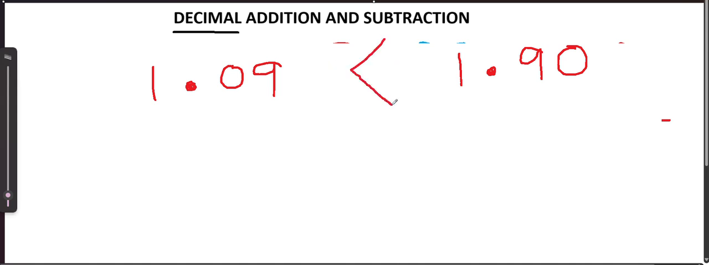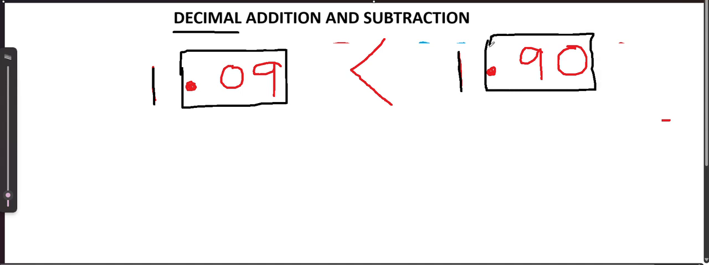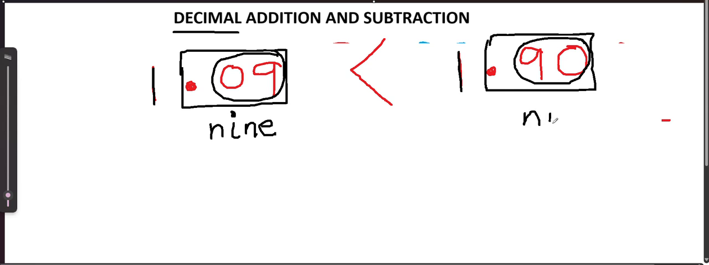Well, this is the greater number. Why? Because on the left side of the decimal we have a 1. Over here we also have a 1, which is equal. Now we are going to consider this part, 0.09 and 0.90. 0.09 means it's a 9. And this one means it is a 90. Okay? So 90 is of course greater than 9. Thereby 1.09 is less than 1.90.